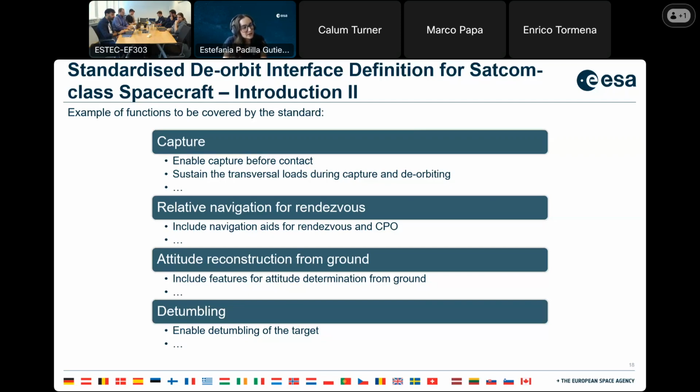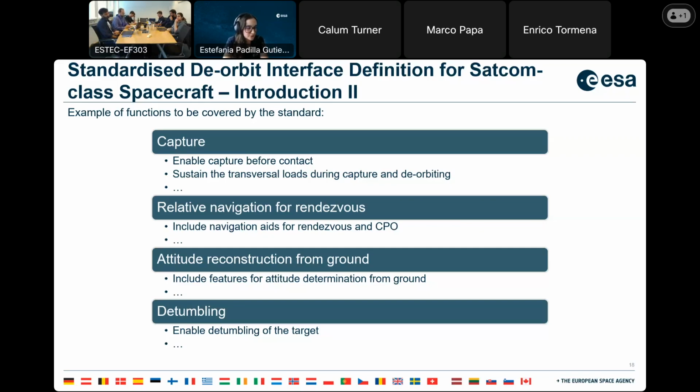And then within each of the functions, we can have different sub-functions, let's call it like this, in the standard. So for example, capture before contact, or sustain the transversal loads during the capture and also during the deorbiting, which might be higher. Then including navigation aids for rendezvous and close proximity operation. This is something that is pretty clear. But then including features for attitude determination from ground and also enable the tumbling of the target is something that sometimes is forgotten.